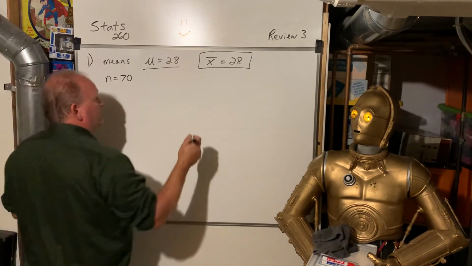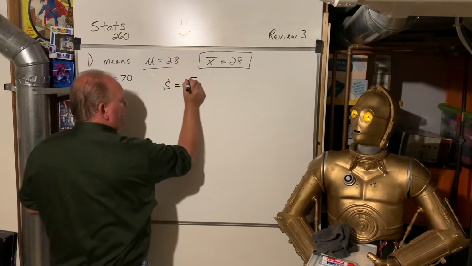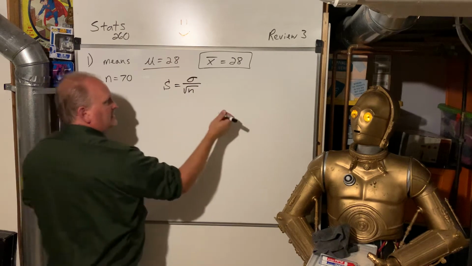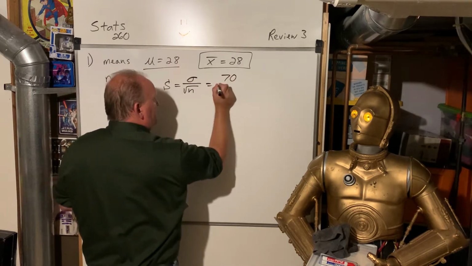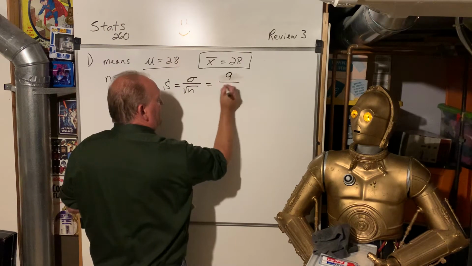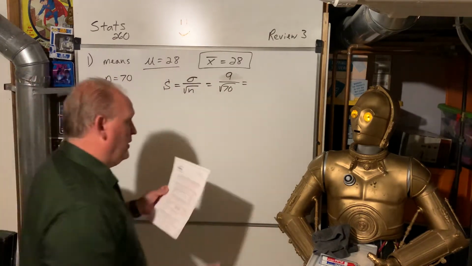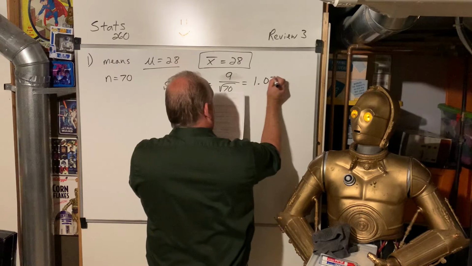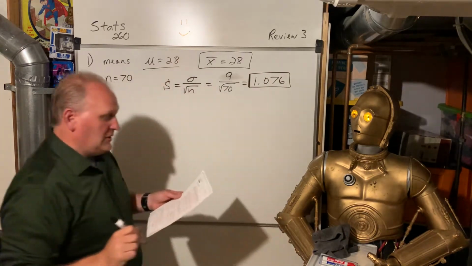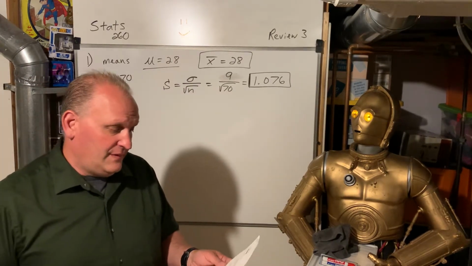And so what we do for that is we take the given standard deviation and divide it by the square root of the sample size. And so in this case, 9 divided by the square root of 70. And so that would be 1.076. So a lot less on the standard deviation when there's a sample, okay?